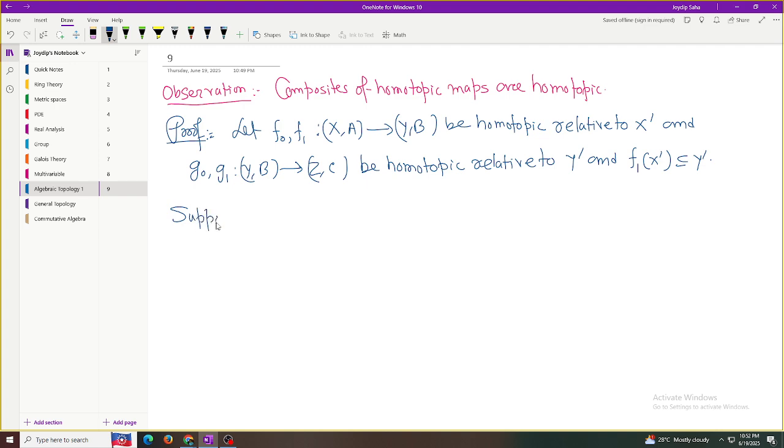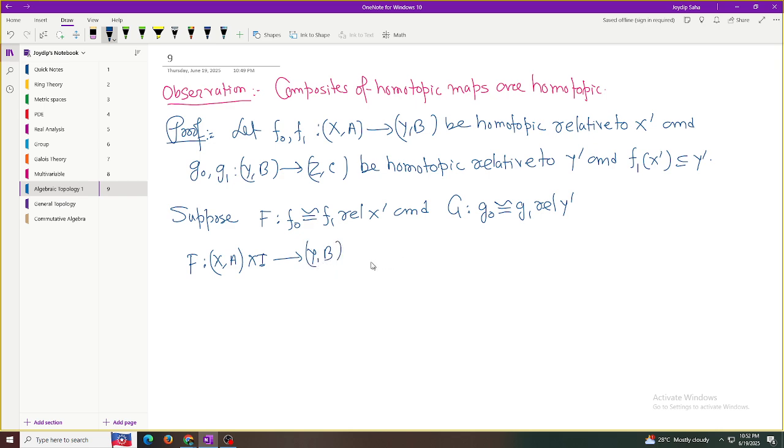Suppose capital F is a homotopy between f0 and f1 relative to X prime, and G is a homotopy between g0 and g1 relative to Y prime. Then the map is G composed with (F, identity), I think that should work. It goes from X cross I to Y cross I to Z. You know that Y to Y cross I has some identity cross.